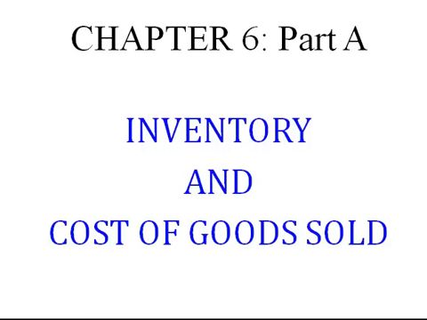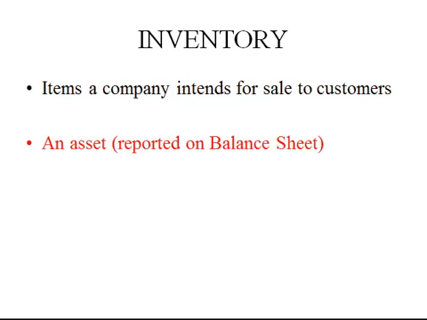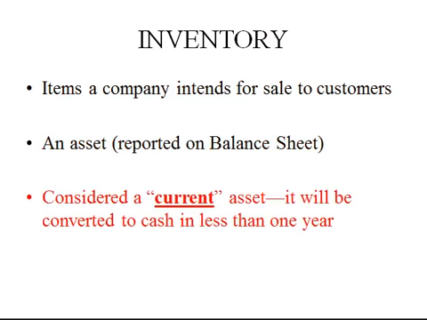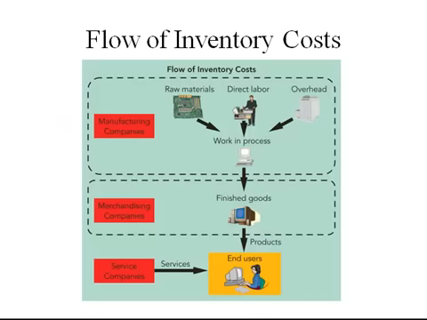In Chapter 6, Part A, we're going to study inventory and cost of goods sold. Inventory are the items that a company intends to sell to customers. It is an asset reported on the balance sheet, and it is considered a current asset because it will be converted to cash in less than 1 year. Cost of goods sold is an expense reported on the income statement.